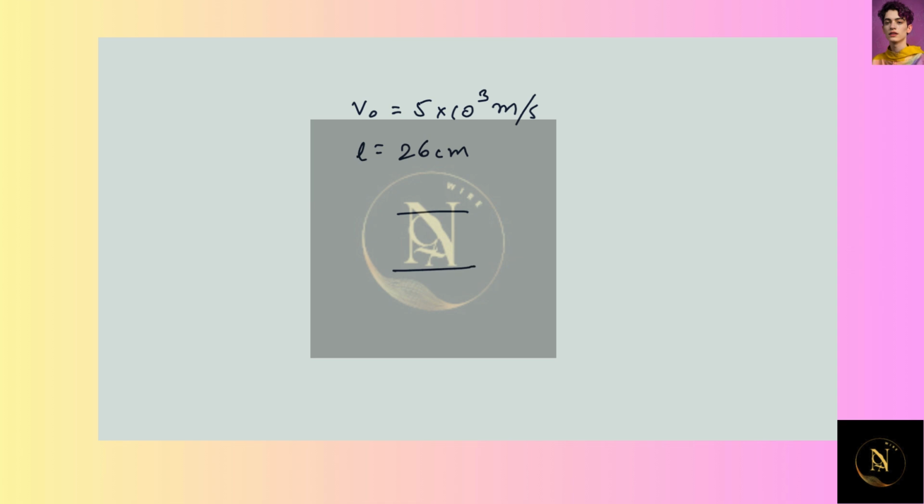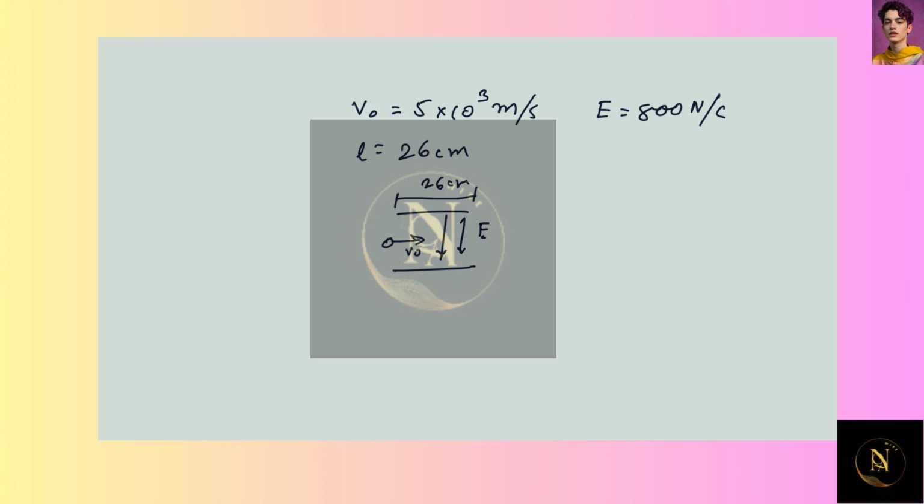The electric field between the plates is directed downwards and has a magnitude E equal to 800 Newton per Coulomb, right? Kind of like this. This is v naught, and the electric field is directed down. This is 26 centimeters, and assume that the field is zero outside the region between the plates.